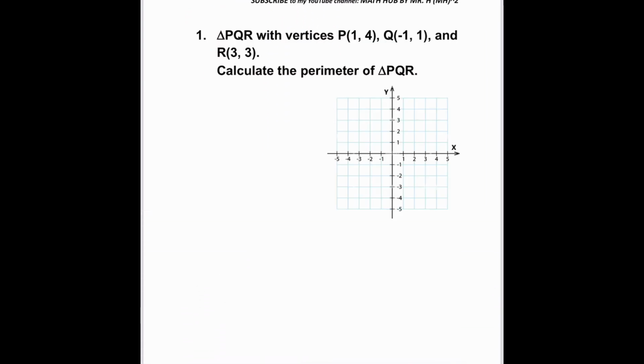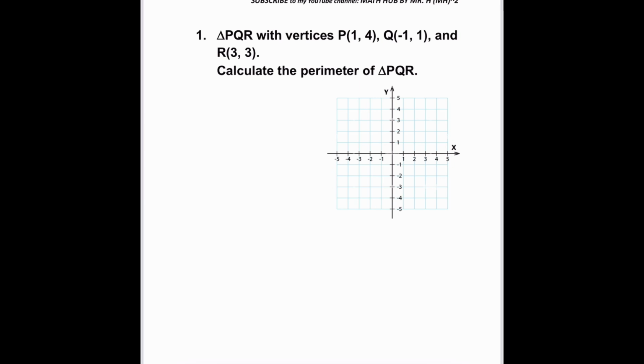Triangle PQR with vertices P at (1, 4), Q at (negative 1, 1), and R at (3, 3). Calculate the perimeter of triangle PQR. All right, so we were given three different points here. First of all, what we need to do is plot the points on the grid.